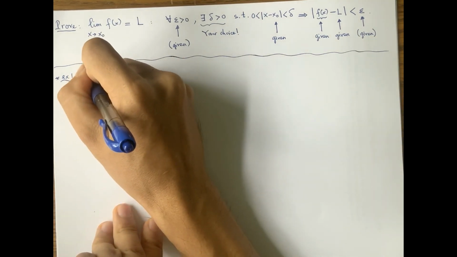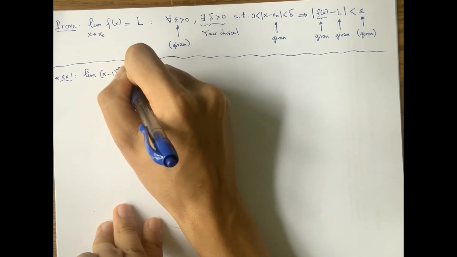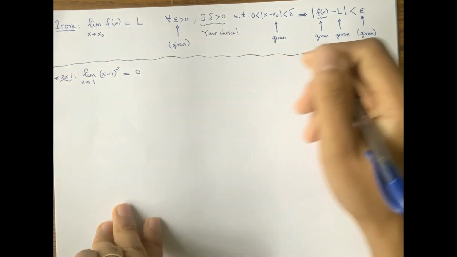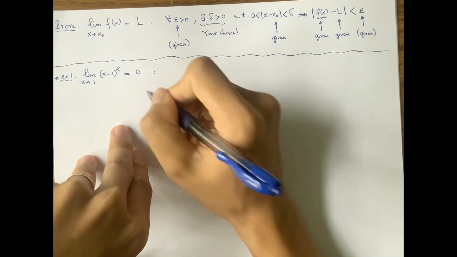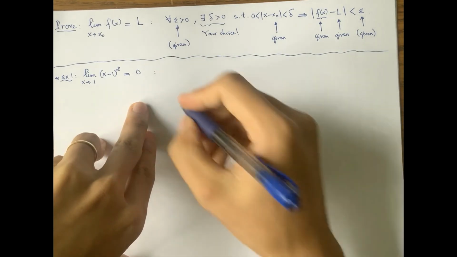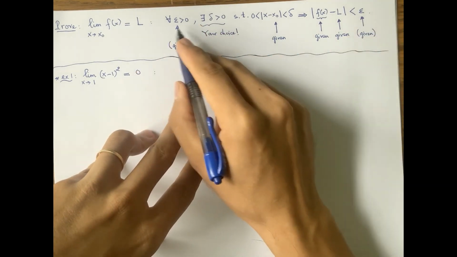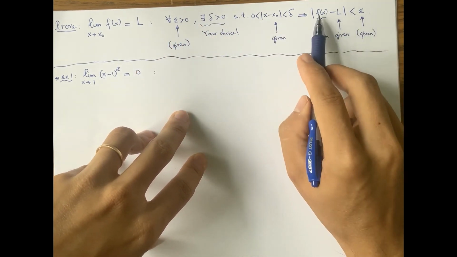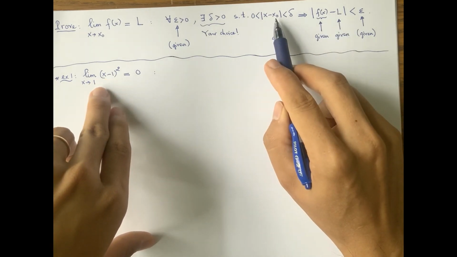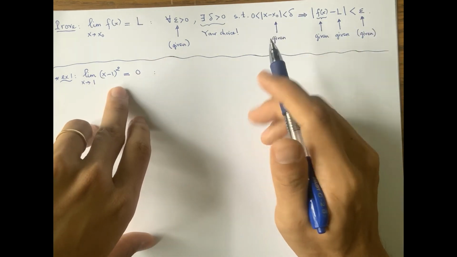So suppose we are asked to prove that the limit of x minus 1 squared is 0 as x approaches the number 1. If you want to prove it by epsilon delta, then you will need to first rewrite the definition. This is the definition. You need to rewrite the definition with f, L, and x0 replaced to make it fit the context of this specific example.